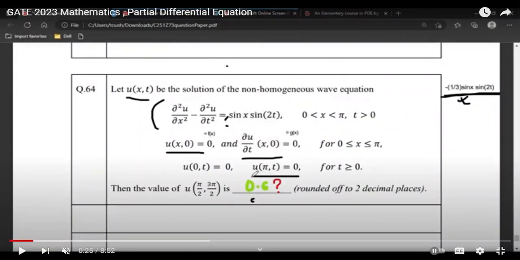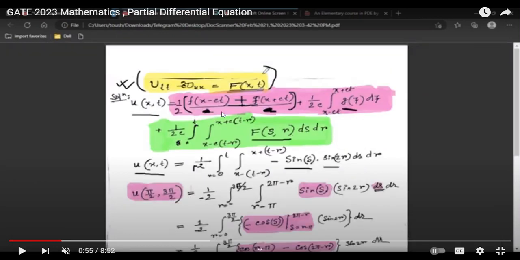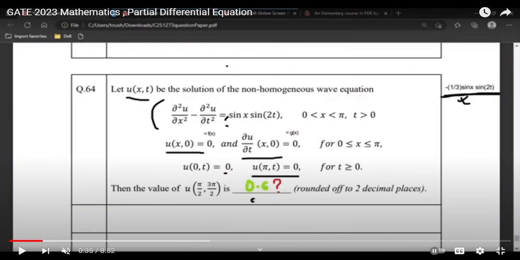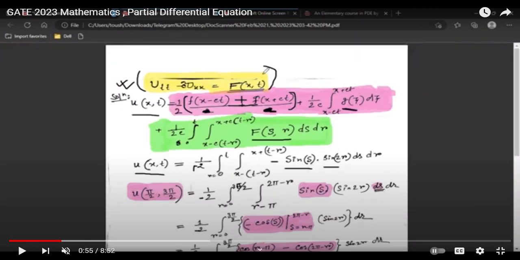I made a video on the non-homogeneous wave equation, and I hope you have seen this solution. Look here, this was given as a finite length, but I used the D'Alembert solution, and the D'Alembert solution is valid for an infinite string. So I forgot to explain how it still works even if it is a finite length.